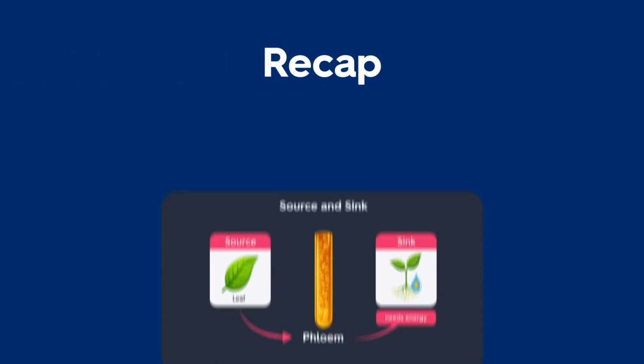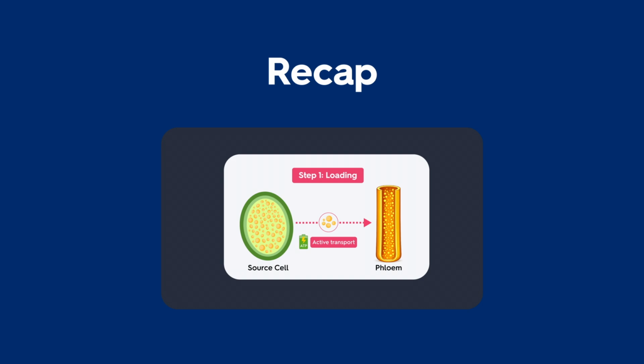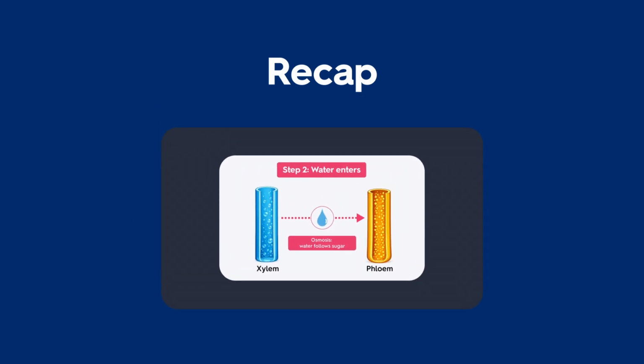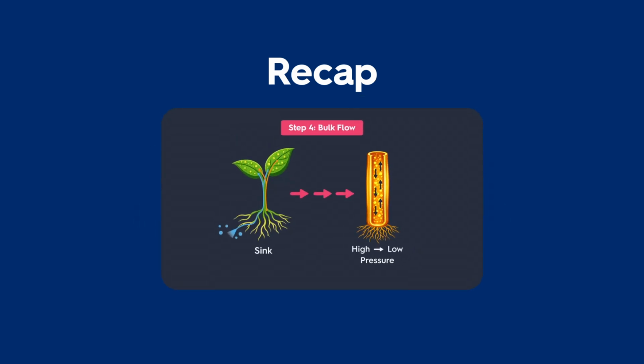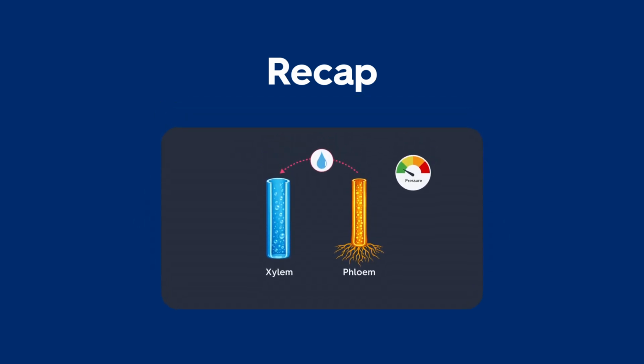To recap, translocation moves sugar through phloem. Sugar loading raises concentration. Water enters by osmosis, and pressure builds. Sap flows from high pressure to low pressure. Then sugar unloads at sinks, and water can return to xylem.